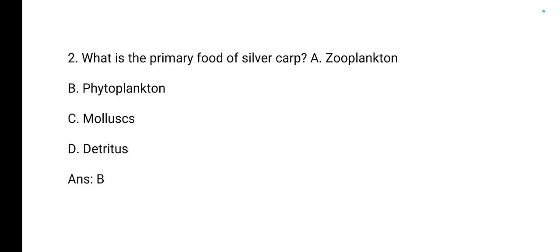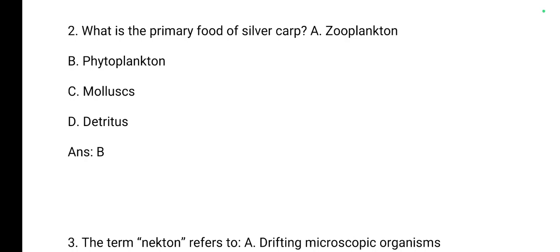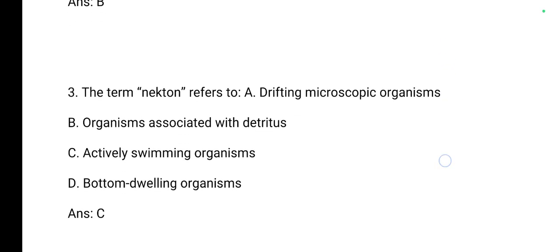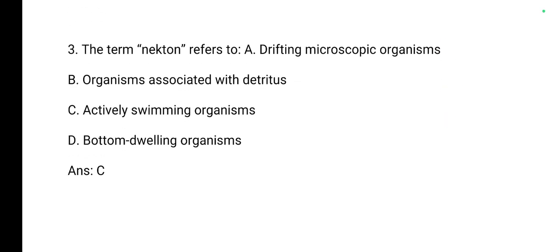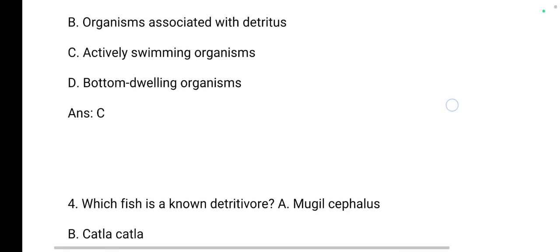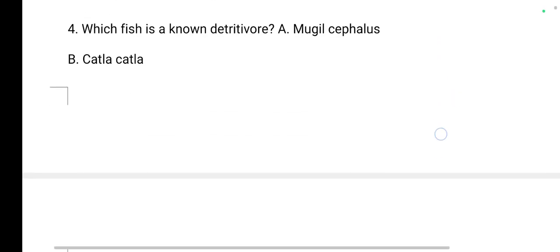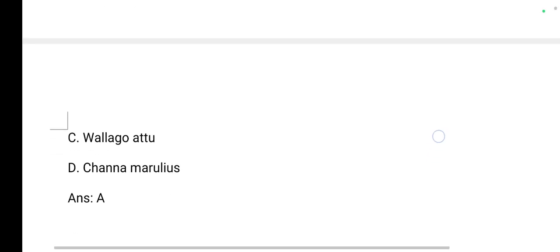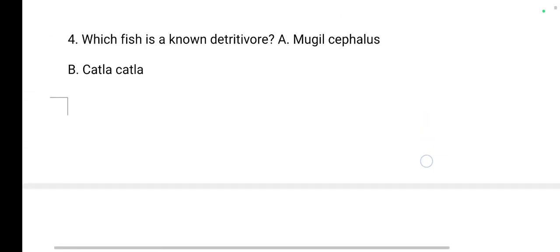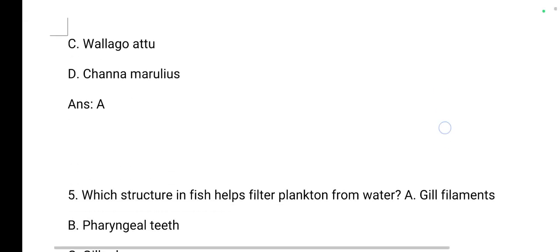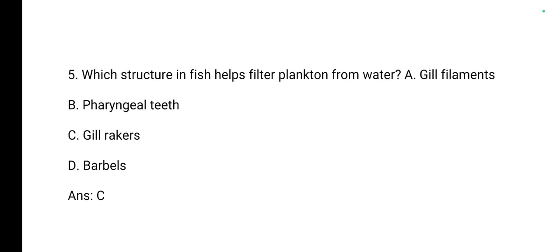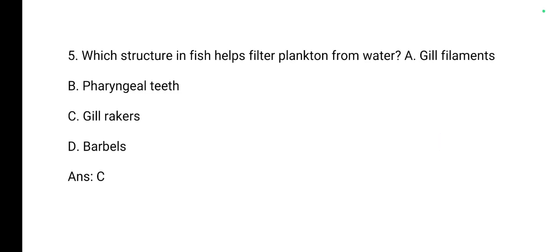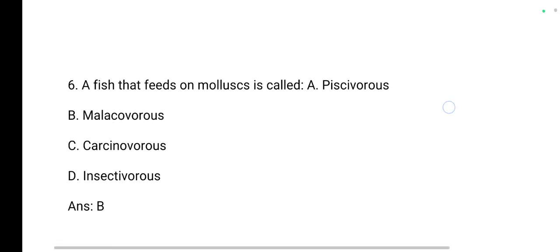What is the primary food of silver carp? So it is phytoplankton. The term nekton refers to, so it refers to actively swimming organisms. Which fish is a known detritivore? So the correct answer will be Mugil cephalus. Which structure in fish helps filter plankton from water? So the correct answer will be option C, that is gill rakers.